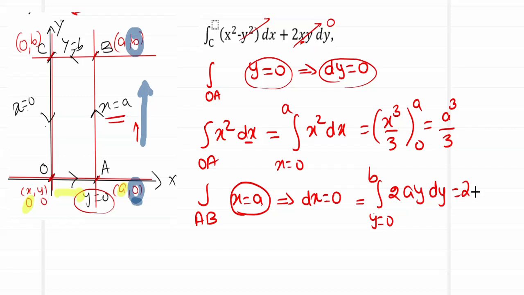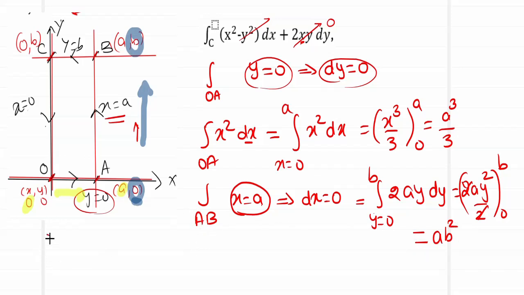So now this gives me 2a is a constant. Y on integration is y square divided by 2. When you apply the limit between 0 and b, the 2 cancels off. The answer for it will be equal to a times b square. This is my value along the line AB.